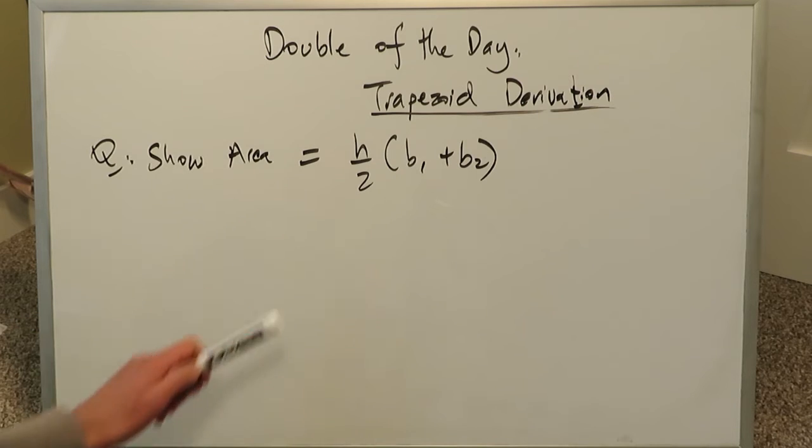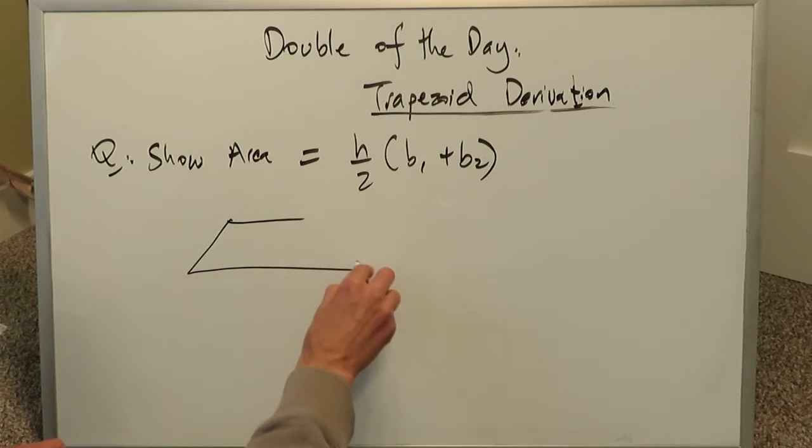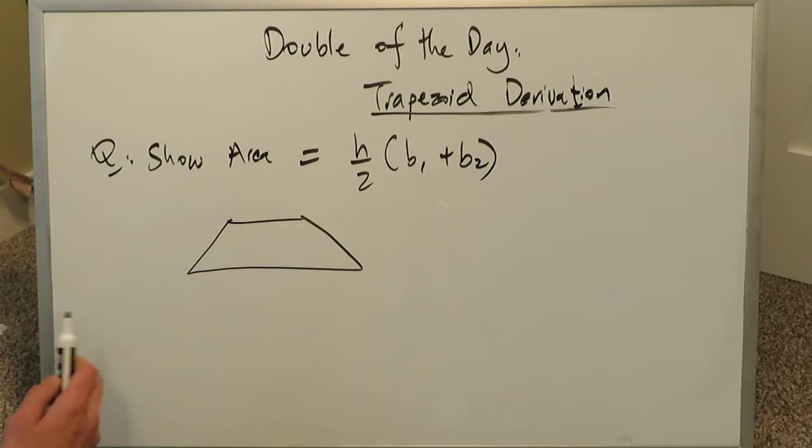So let the first question be this: show that the area of a trapezoid is equal to half times height times base 1 plus base 2, and that right there is a classic formula for a trapezoid. The shape looks very much like this. It could be a regular or irregular trapezoid.